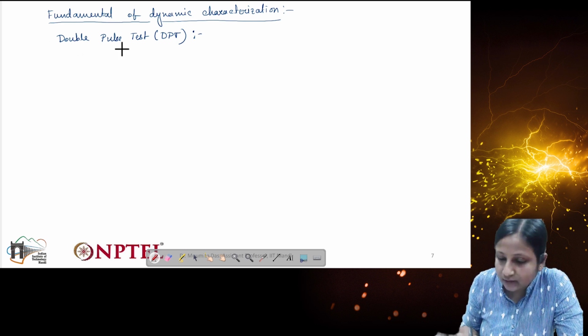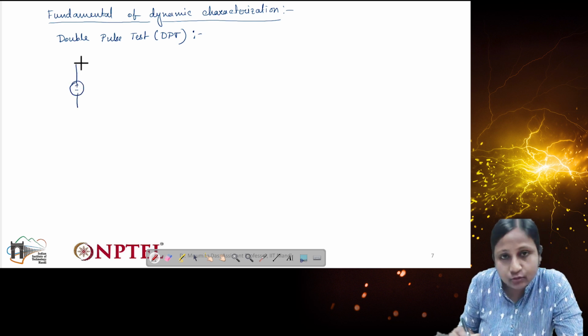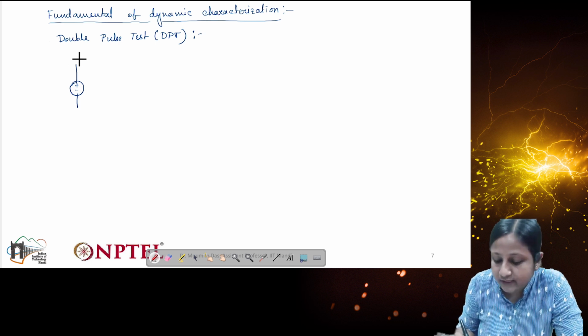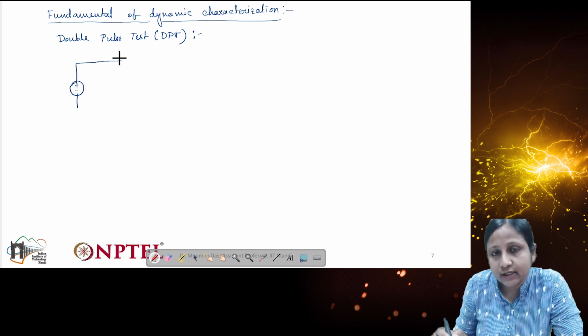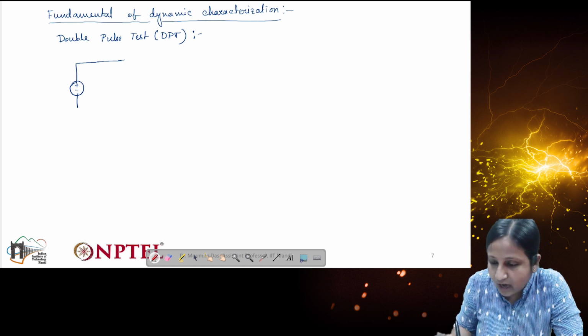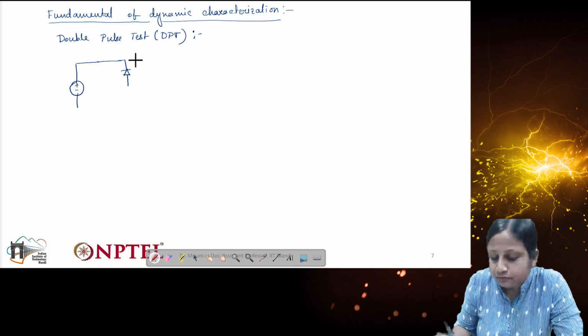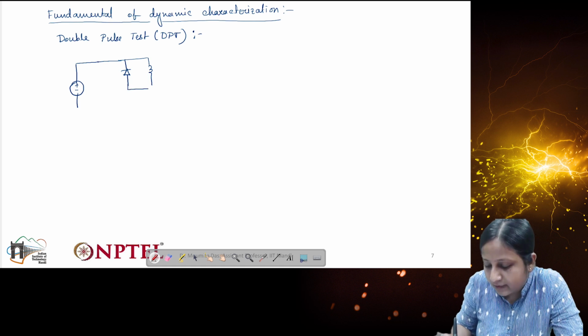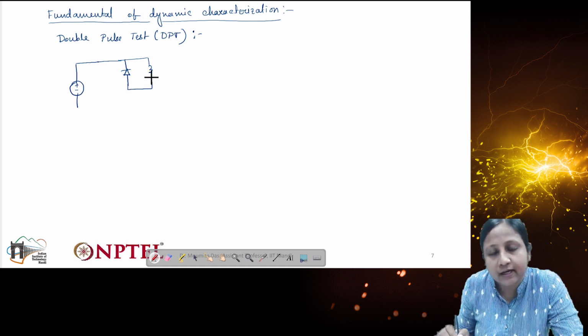So how will this setup look? We have to provide a DC source. Obviously, in order to test the device, we have to provide the supply. And now, if we are considering the lower switch as the device under test, then for the upper one we can consider a diode. This diode can be the freewheeling diode, and then there will be an inductor connected in parallel to the diode, which acts as a current source.